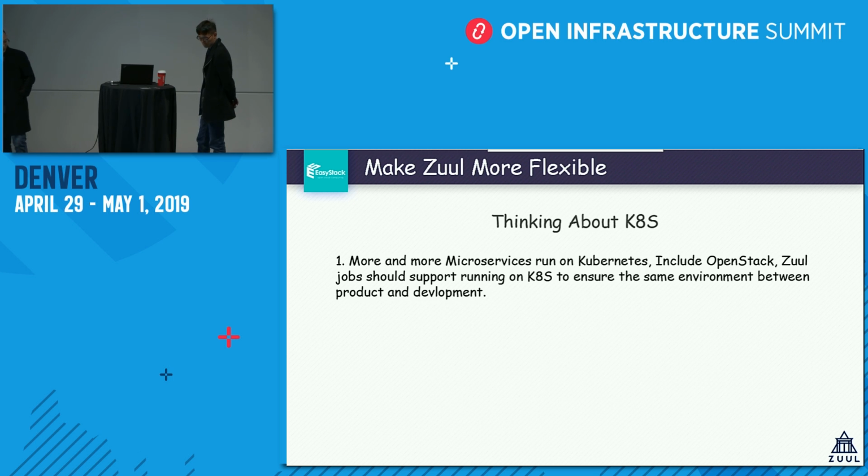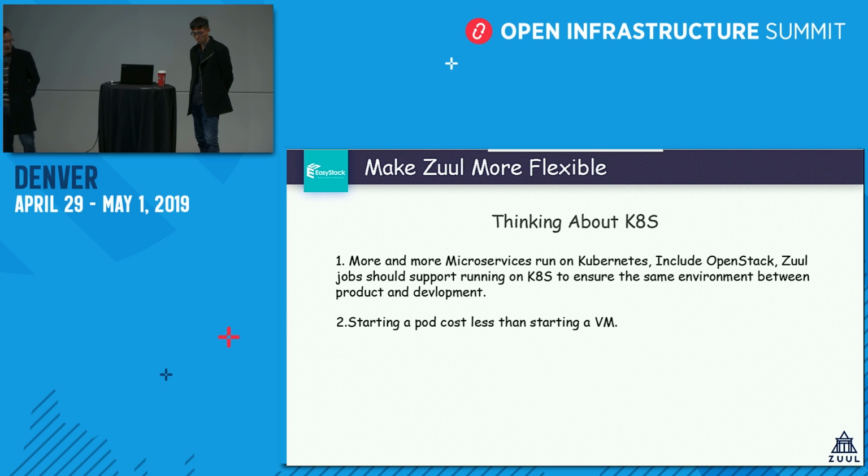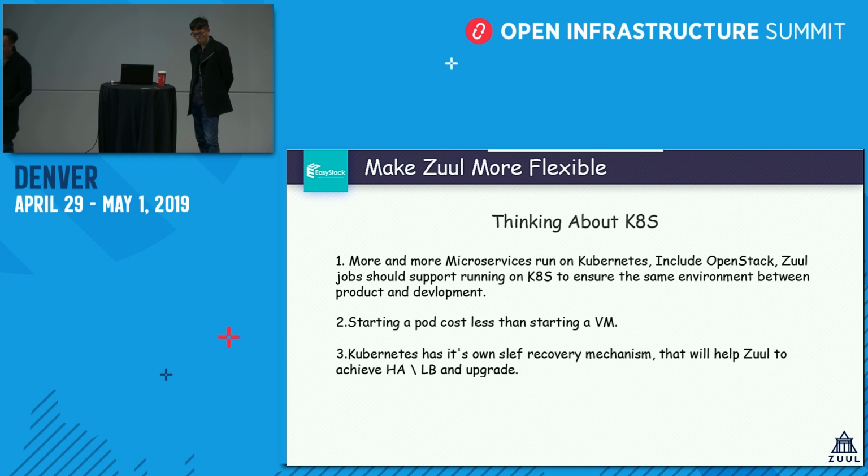And think about Kubernetes. One reason is that more and more microservices run on Kubernetes, including OpenStack itself. So Zuul jobs should support running on Kubernetes to unify the production environment and development environment. The second reason is that starting a pod costs less than starting a virtual machine, as we know. And Kubernetes has its own self-recovery mechanism that will help Zuul achieve high availability, load balance and rolling upgrade.